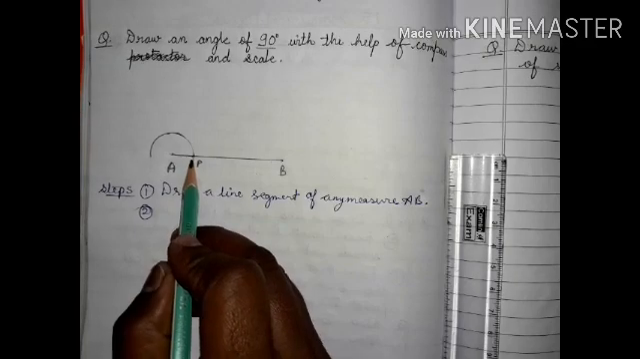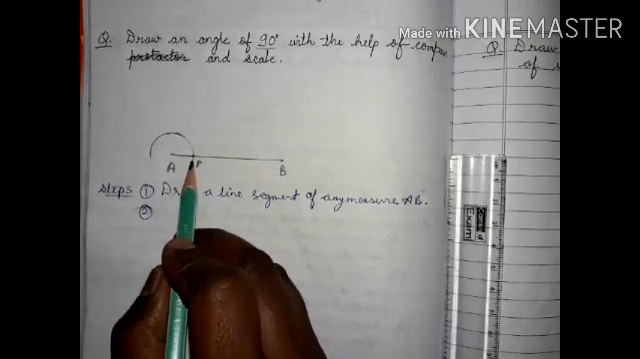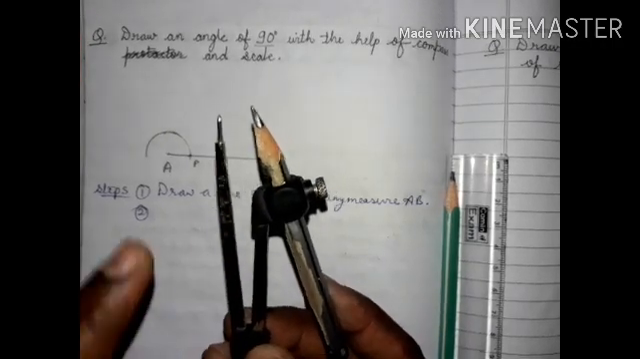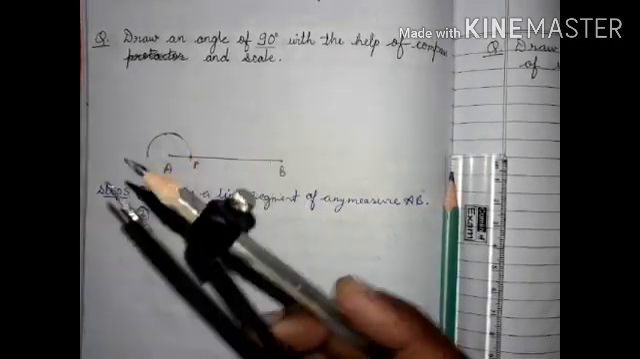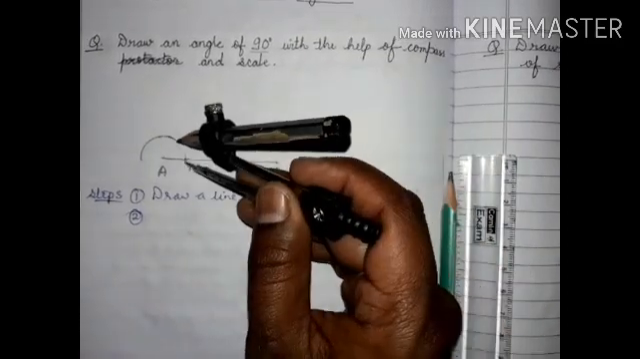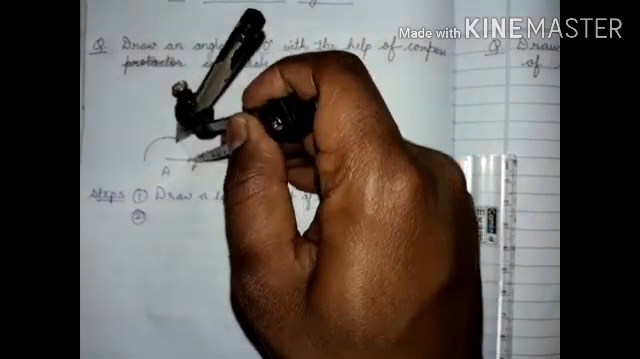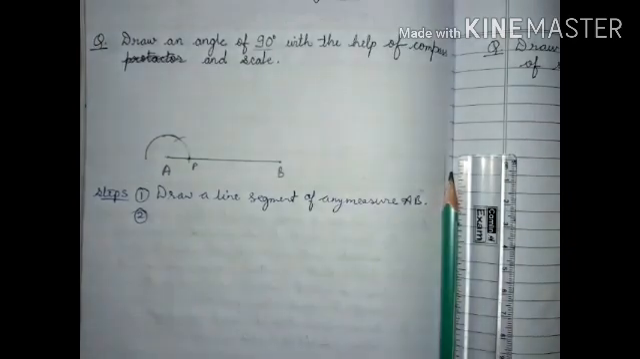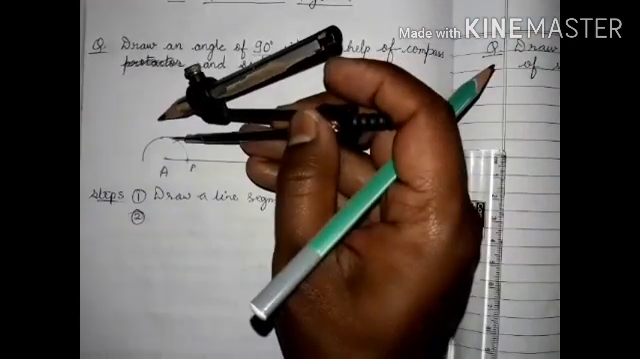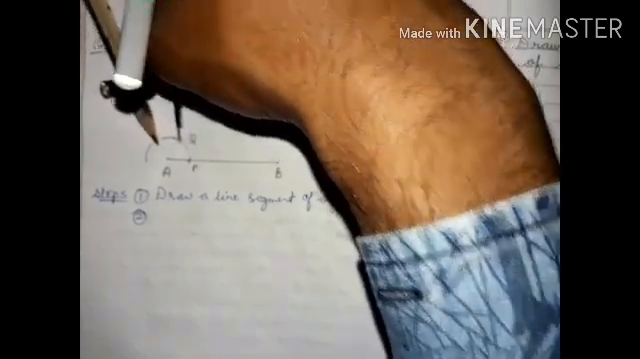Now this semicircle cuts AB at point P. Now, without changing the radius, taking P as center and the same radius, draw an arc which cuts at point Q. Then taking Q as center and the same radius, draw an arc which cuts at point R.